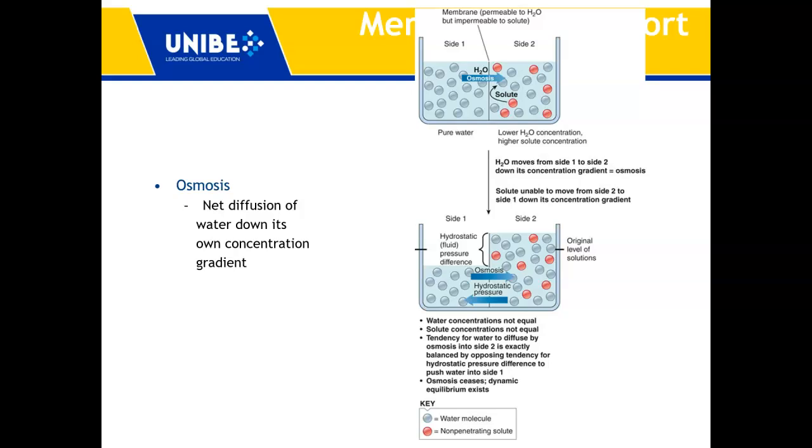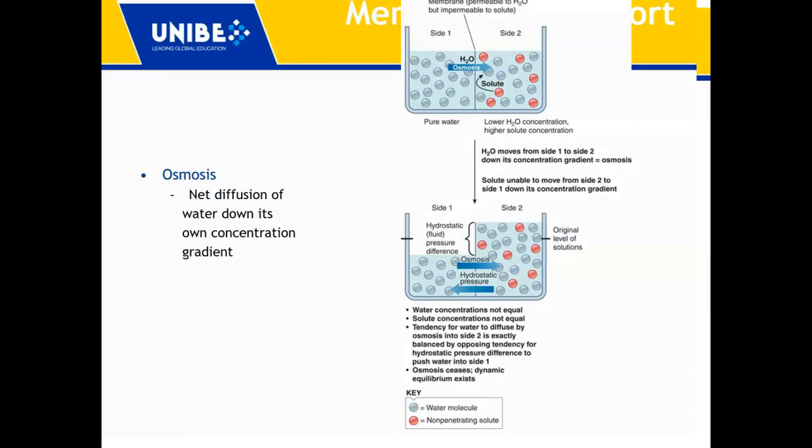So water will move from an area of higher water concentration or higher hydrostatic pressure to an area of lower hydrostatic pressure or lower water concentration. So in this case, water will move from side 1 into side 2, and this will permit the equilibration of the solution. So this is osmosis.